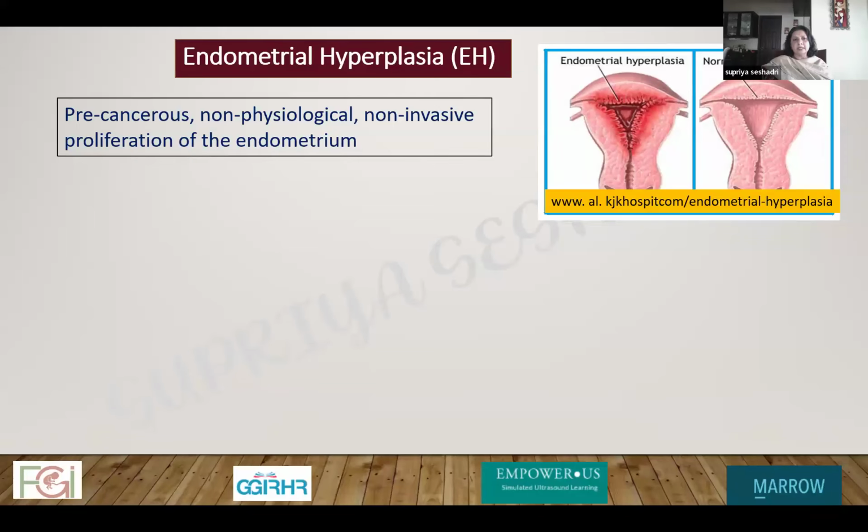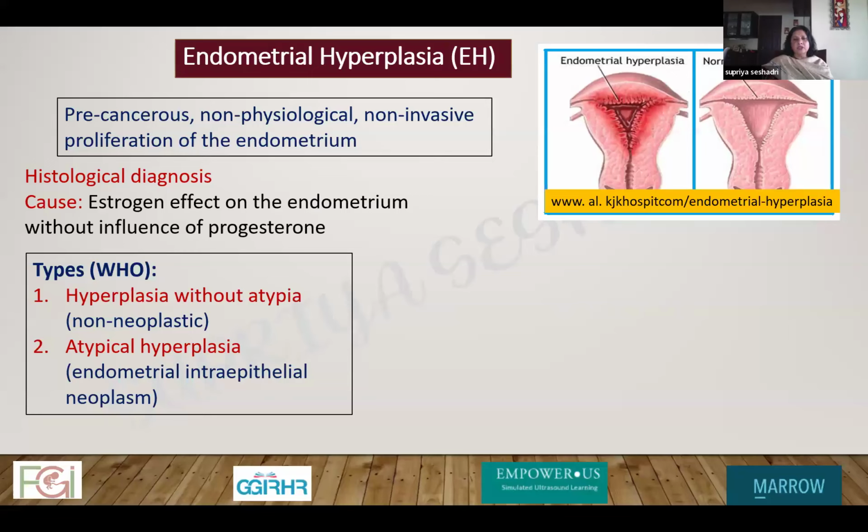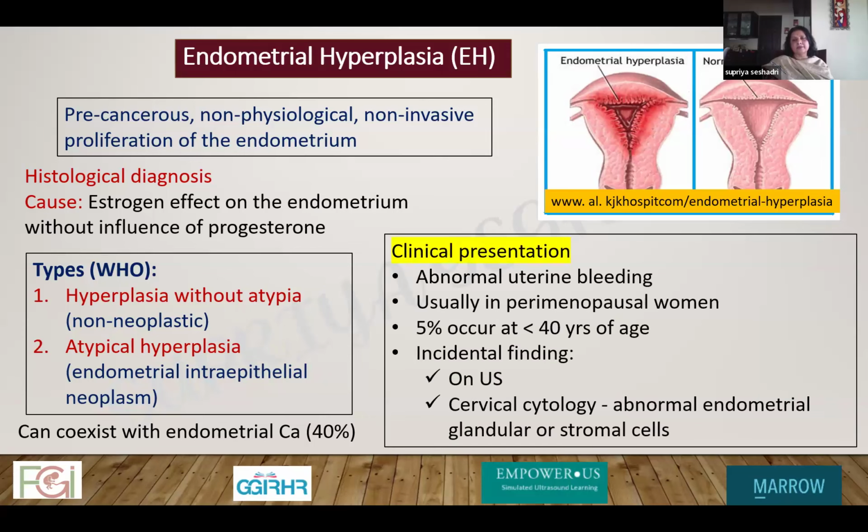Now, this is a precancerous, non-physiological, non-invasive proliferation of the endometrium. It's a histological diagnosis. It results because of unopposed estrogen effect on the endometrium. WHO has put it into 2 categories. One is with atypia and the other is without atypia. It can coexist with endometrial carcinoma in 40% of the cases.